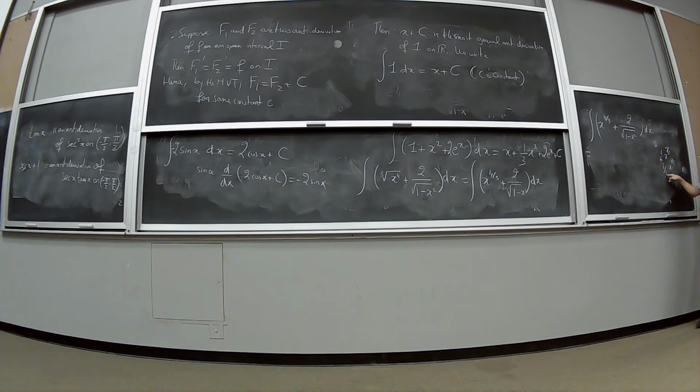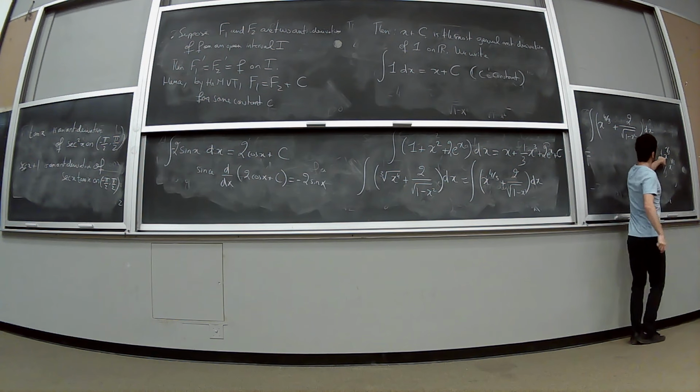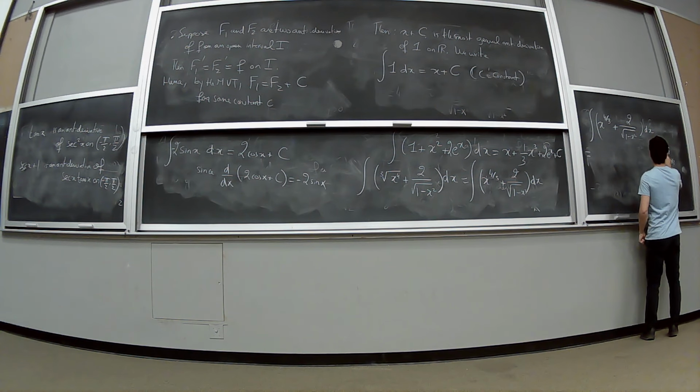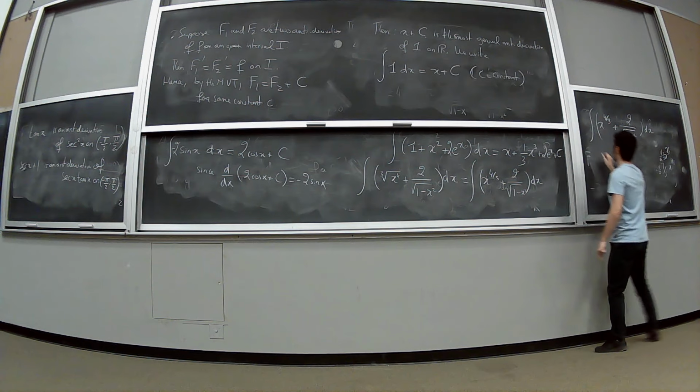Now, is that what you want? Do you want the 7/3 x to the 4/3, or do you want just x to the 4/3? By what constant must you multiply this one to get 1 here? 3/7. Exactly. 3/7. Okay, so you get 3/7.